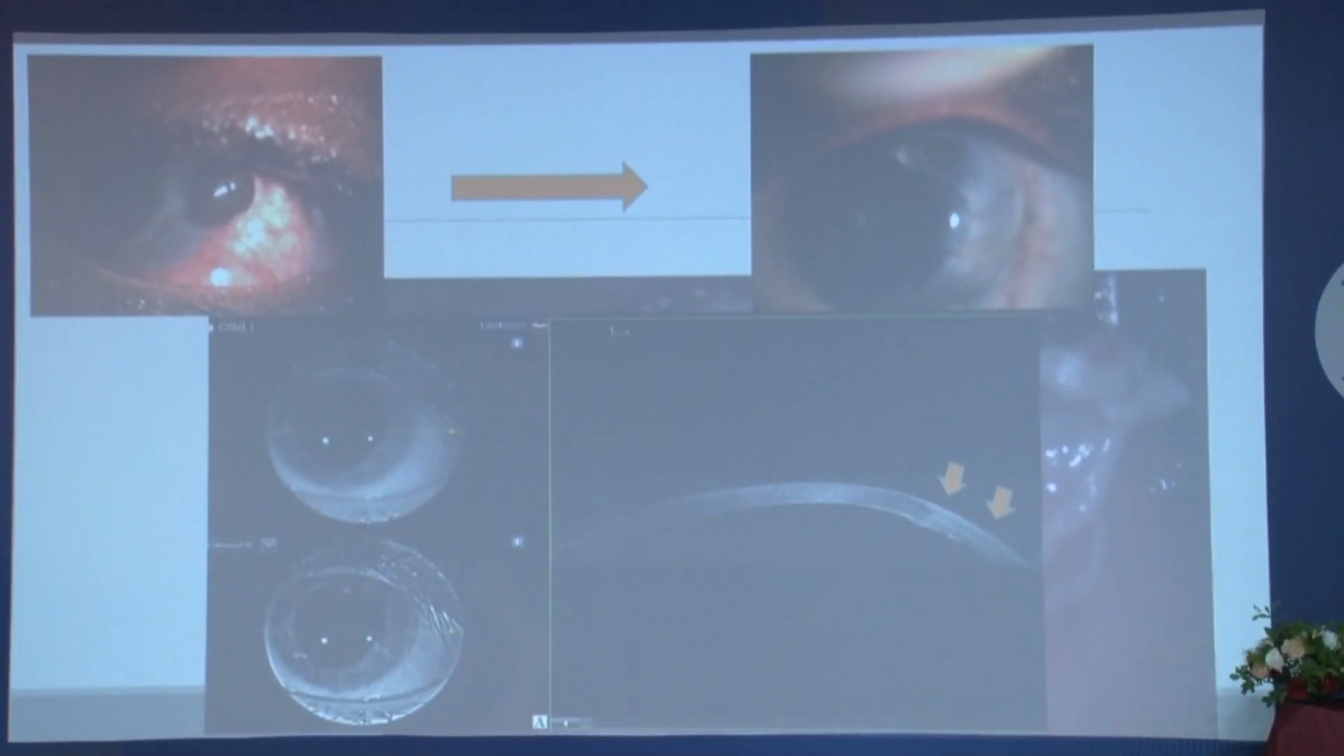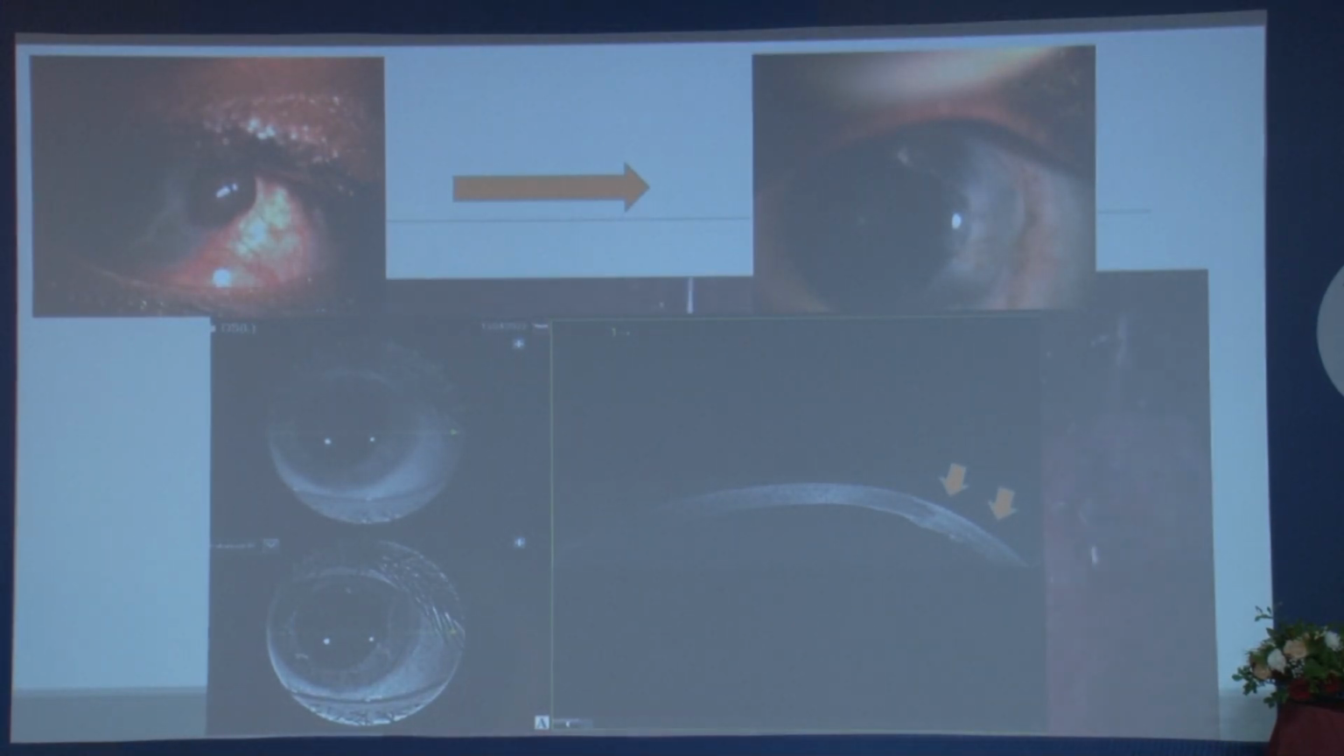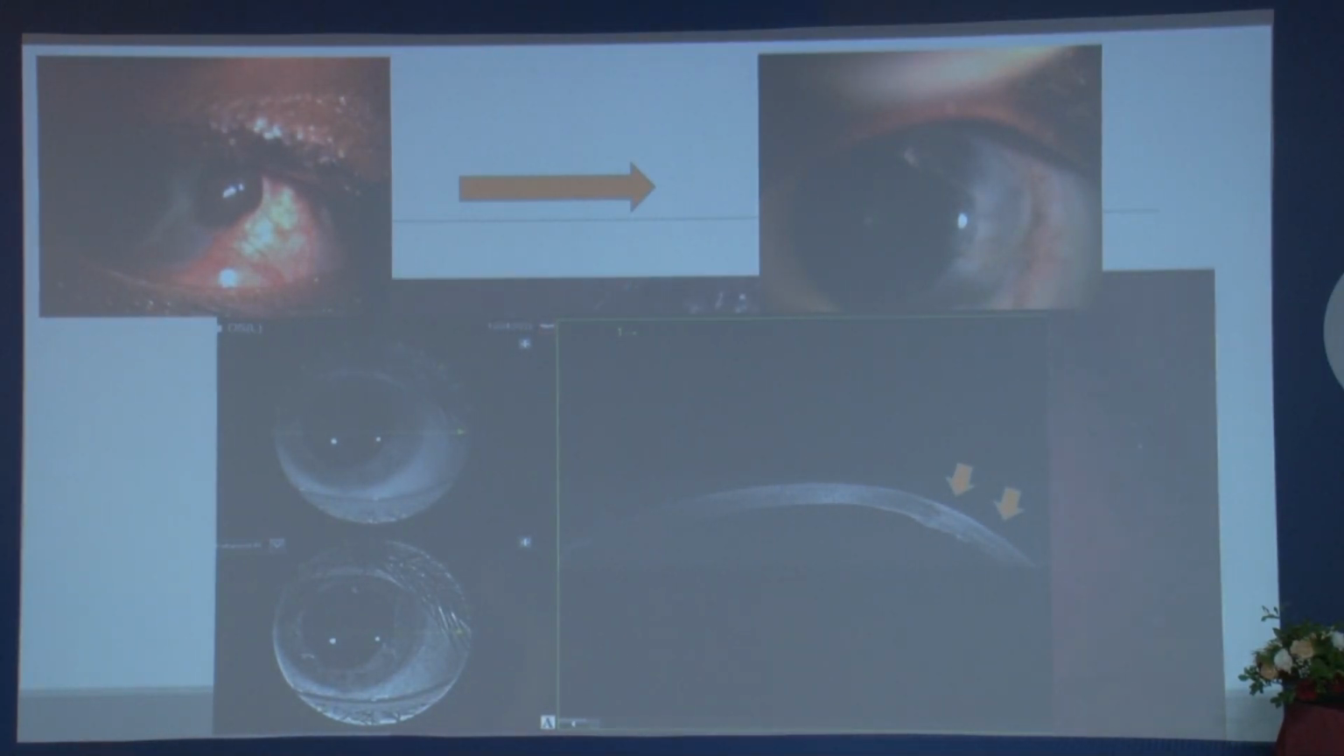So after 3 months, the patient had good strength in the periphery. All reactions were under control, and here you can see in ASOCT there was a good thickness of amniotic membrane after 3 months. So now this patient is waiting for optical PK. I think it has been done because of steep cornea and high astigmatism.